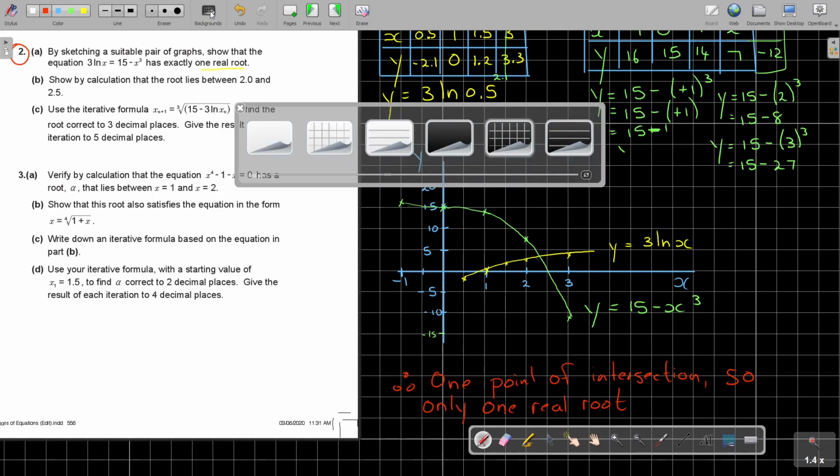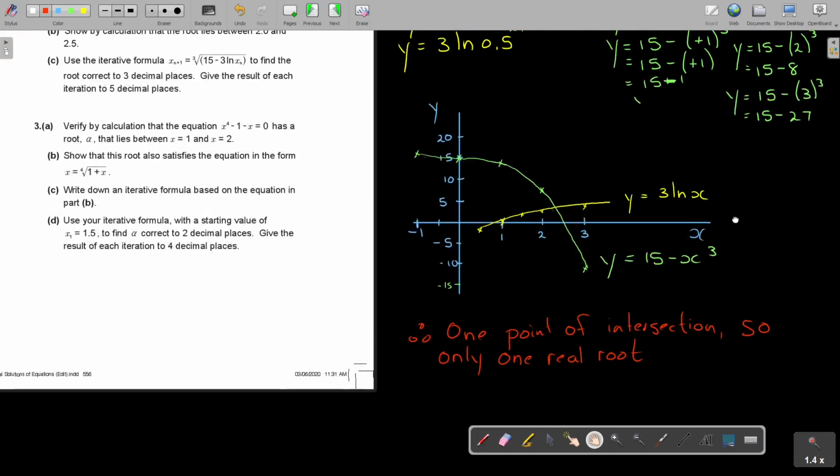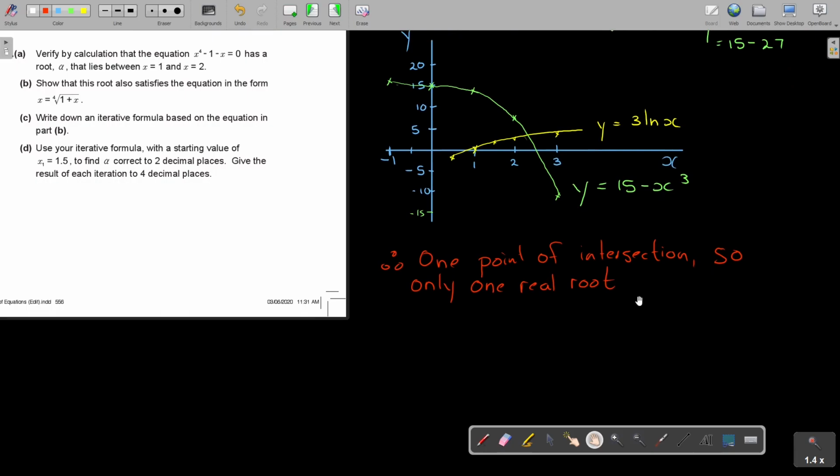I just want to get my grid again. Not so many lines. Okay. Now I'm going to do number B so that I can show by calculation that the root lies between 2 and 2.5. So what is f(x)? I must just take everything, so there is your first, and bring the other one over. So it's going to be plus x^3, because it's going over, minus 15. There. And now I substitute that root.